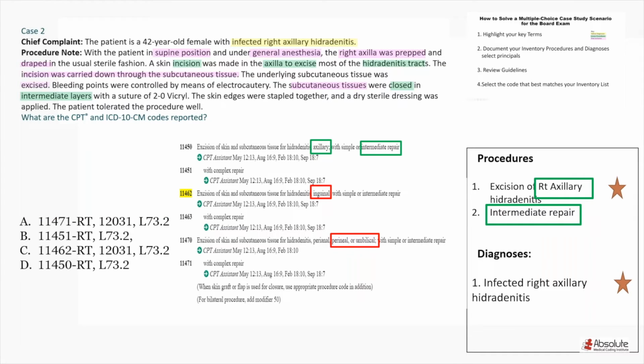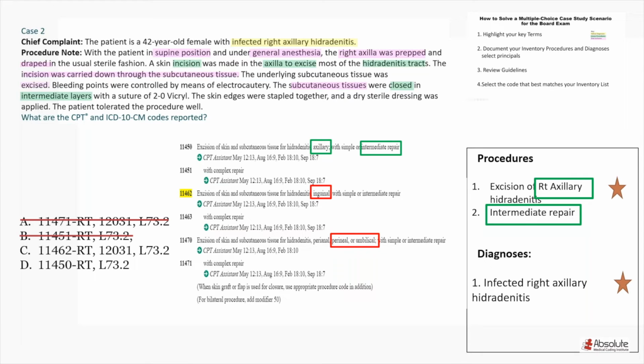Okay, let's look into option A first. I will eliminate option A. How? It is coding for 11471. Let's look into the code language for 11471. It is coding for excision of skin and subcutaneous tissue for hidradenitis, and the location is perineal or umbilical with a complex repair. Let's cross check with our procedure inventory. The location is incorrect in the first place. We have an excision of hidradenitis in the axilla as well as an intermediate repair. It doesn't match our procedure inventory at all, because 11471 is coding for excision of hidradenitis suppurativa in the perineal and umbilical region with a complex repair. So that eliminates option A.